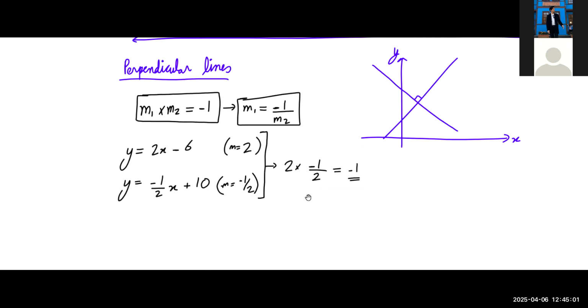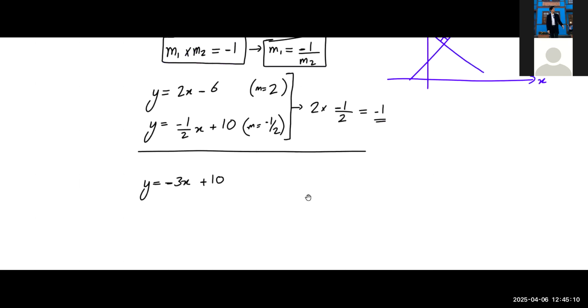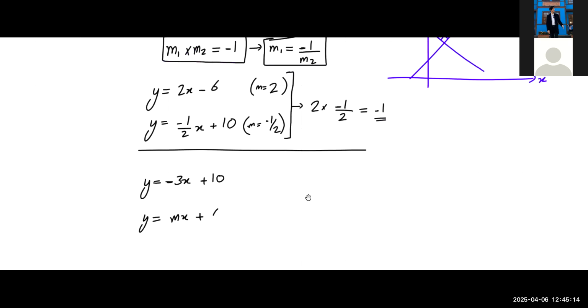Okay? Similarly, any question? No. Okay. So if I tell you that this is one line and then there's another line that is perpendicular to that line, and I want you to find the slope, you can use the same idea.